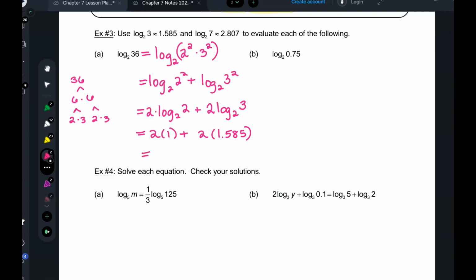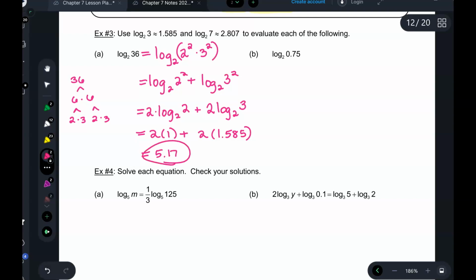All right. What do we get when we put that in? Anybody? 4? No, it's not 4. Can't be 4. What is it? 5.16? 5.17? No, it's not 5.16. It's 5.17. I got 3.16. Okay, yeah, I did something wrong.